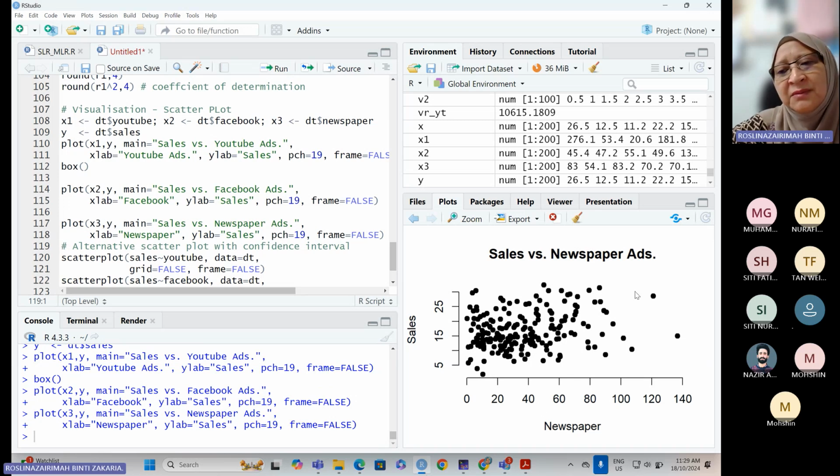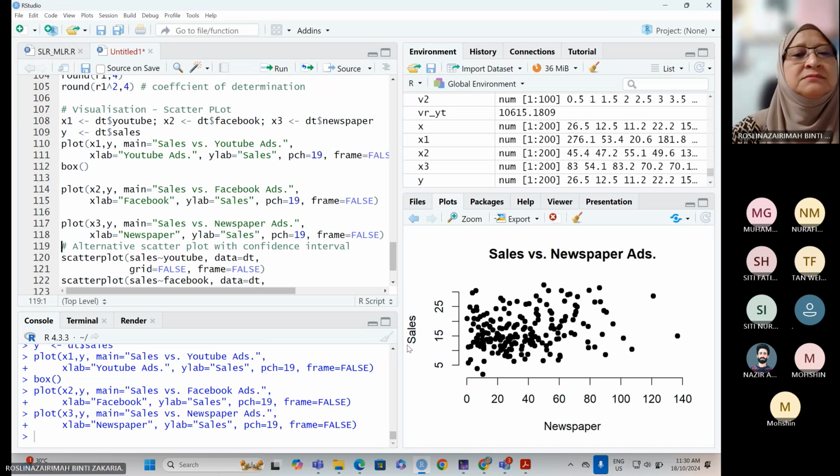Yeah, definitely, this indeed has no significant pattern. The data is scattered all over the place. There is no specific pattern or trend. That's why it shows that the R value is 0.0 something. Yeah, I mean, not strong.